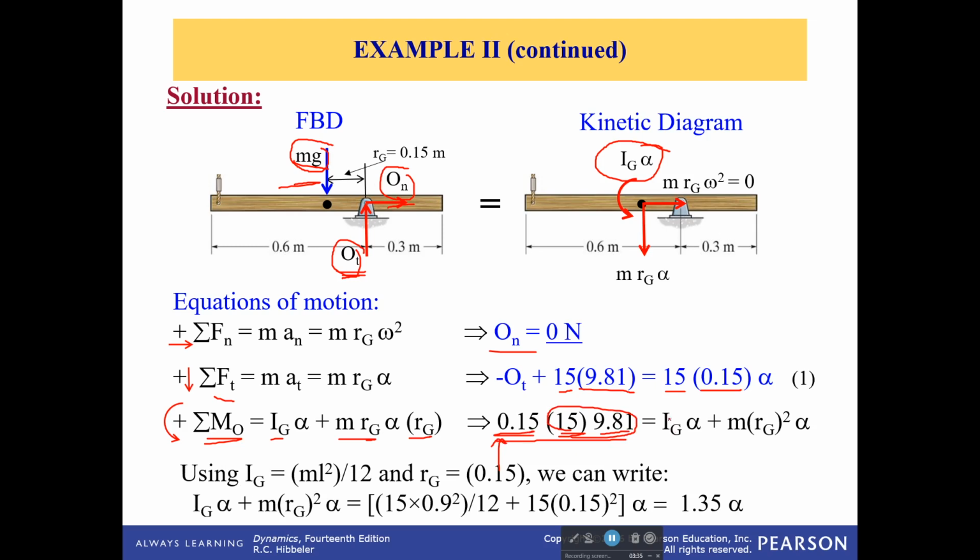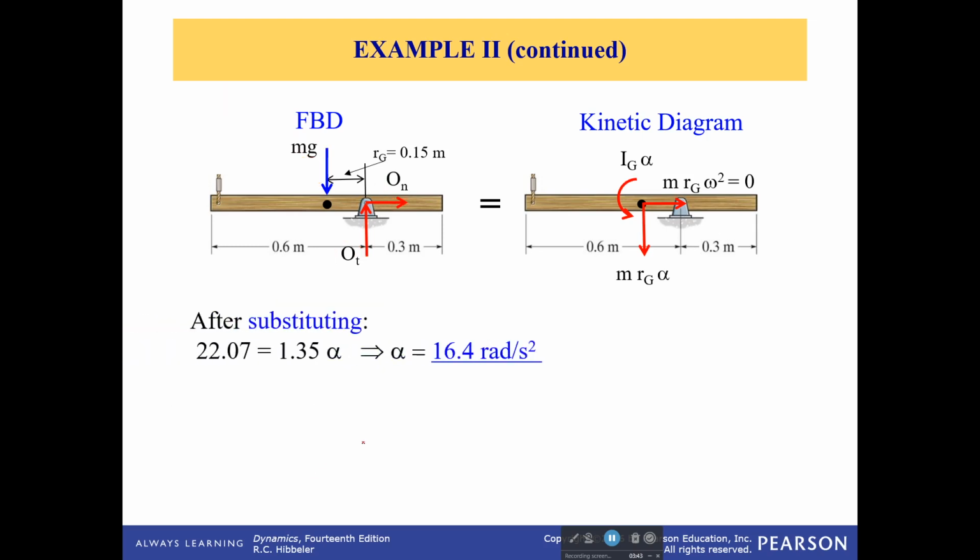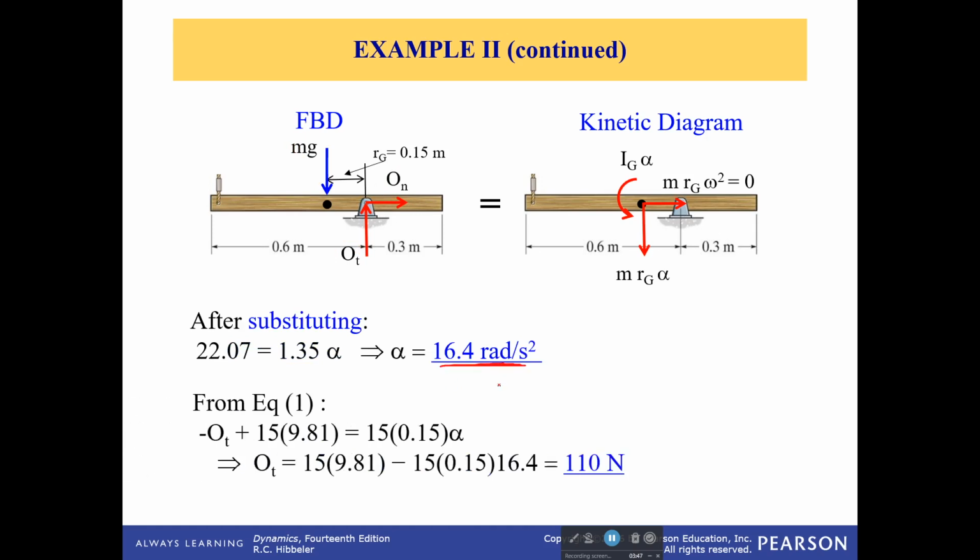If I plug in everything, using my equations from the back of the book for what the mass moment of inertia for a slender rod is, then I can solve and find out that the angular acceleration is 16.4 radians per second squared, and the tangential reaction force is 110 newtons.